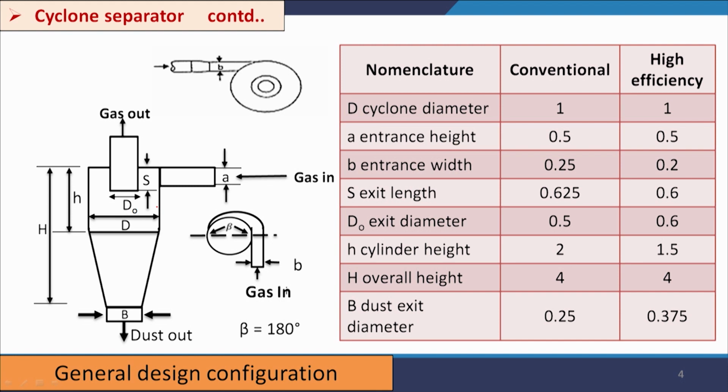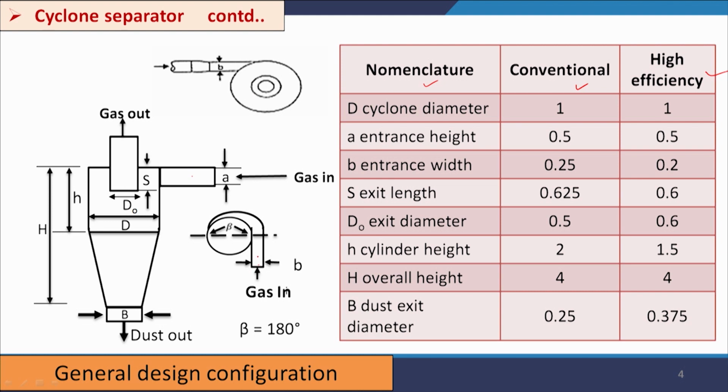This table shows the different nomenclature, and for the conventional and high efficiency cyclone separators, the relationships. Basically, D, the cyclone diameter, is the basic parameter. If D is 1 unit for both conventional and high efficiency, then the entrance height A is the height of the duct through which the gas is entering the separator, and B is the entrance width.